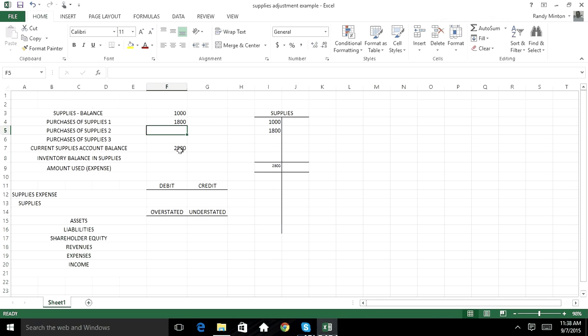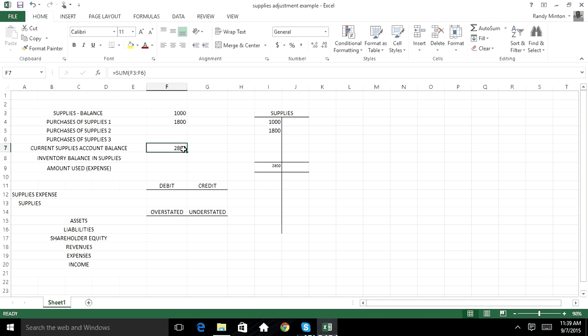However, we know that this $1,800 was something we just bought, so that's probably real. But this number here, the reason that we bought the $1,800 is because we saw a diminishing of this number. However, on our books, we're still showing $2,800.